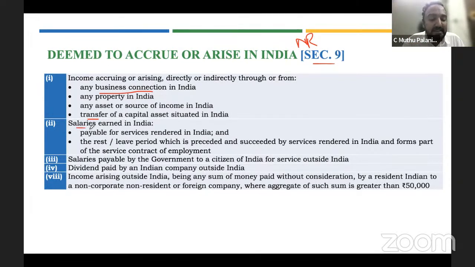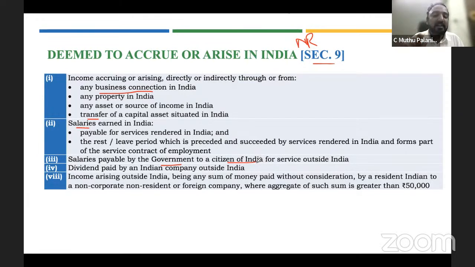And salary earned in India for rendering services in India, or leave period which I availed when I was in India. So salary relating to India, working in India, leave earned in India is also covered. Again, there is some connection in India. Salary payable by the government to a citizen of India for service outside India. Where is India here? Government is India, citizen of India. So somewhere there will be a connection to India.